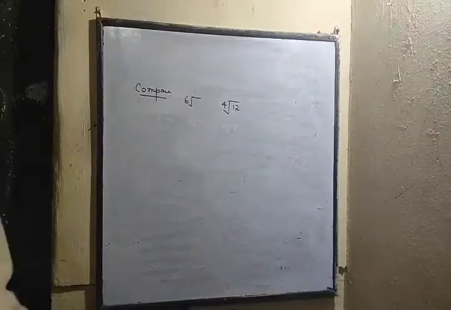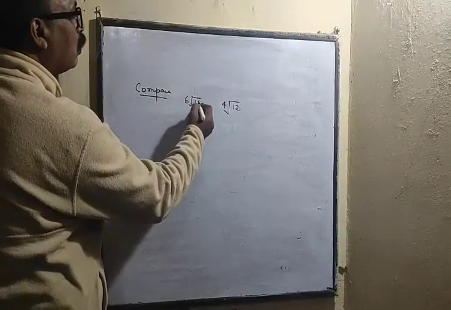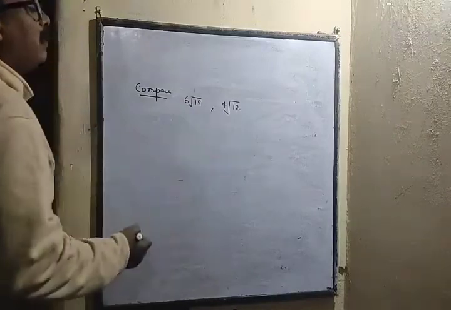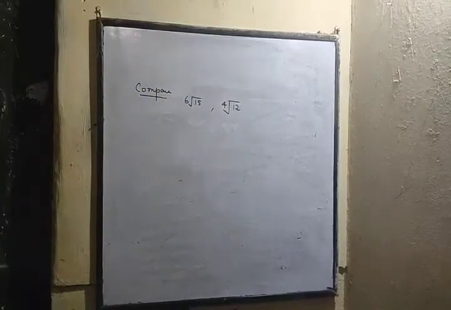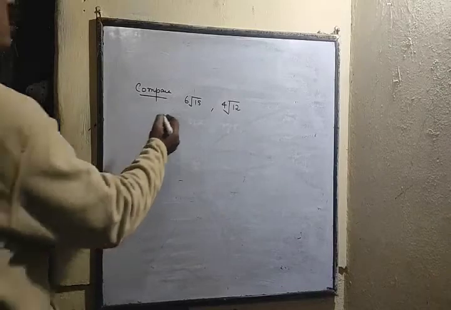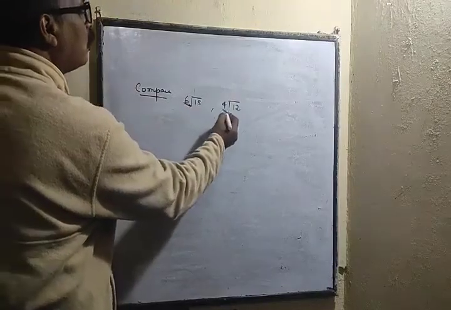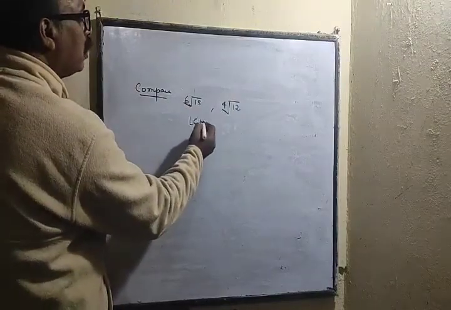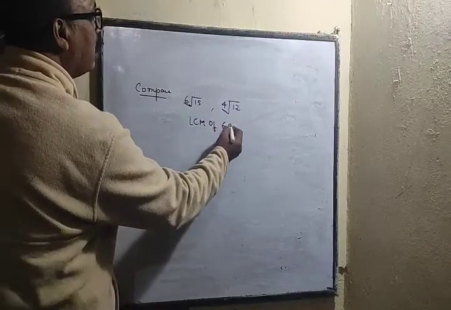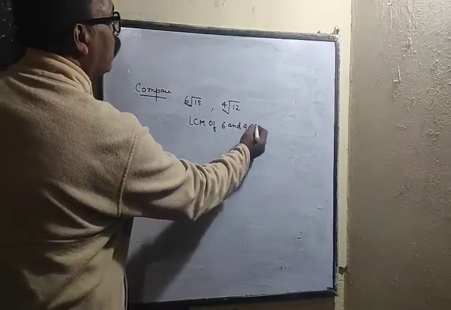So today we are going to compare these two, 6th root of 15 and 4th root of 12. Which one is greater or which one is smaller? So what we'll see, it is the 6th root of 15 and the 4th root of 12. At first we'll take the LCM of 6 and 4. So it will be 12.